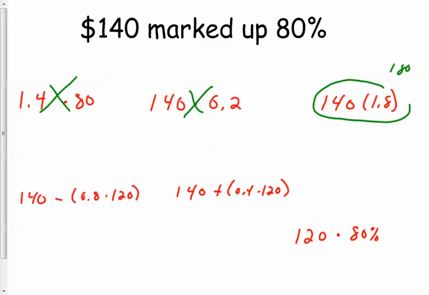This is equivalent, because I'm marking it up 180. The total cost will be 180% when I'm done, because I'm paying 100% plus that 80% more. That one's cool. Now here I'm doing 140, and I'm subtracting, and I'm finding 80%. So I'm finding 80% of this, and I'm subtracting it from it. Well, it's a markup, so I know subtraction's not going to do it.